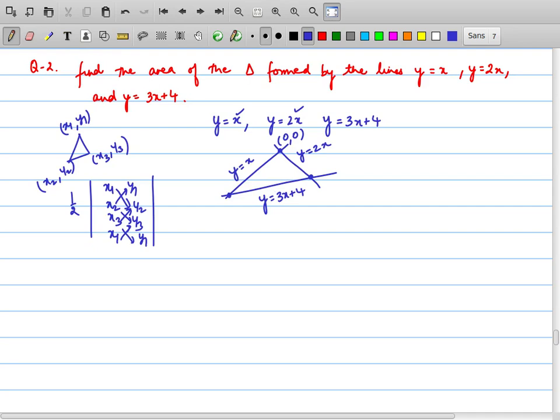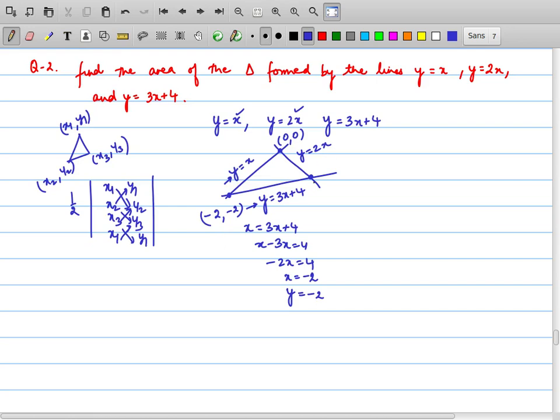For this point we will solve this equation and this equation. We can use any of the methods of elimination, substitution, or cross multiplication. Here substitution is the easiest. We can put y in terms of x. So x is equal to 3x plus 4. Therefore x minus 3x is equal to 4, minus 2x is 4, x comes out to be minus 2. Now x is minus 2, therefore y is also minus 2. Therefore this point comes out to be minus 2, minus 2.